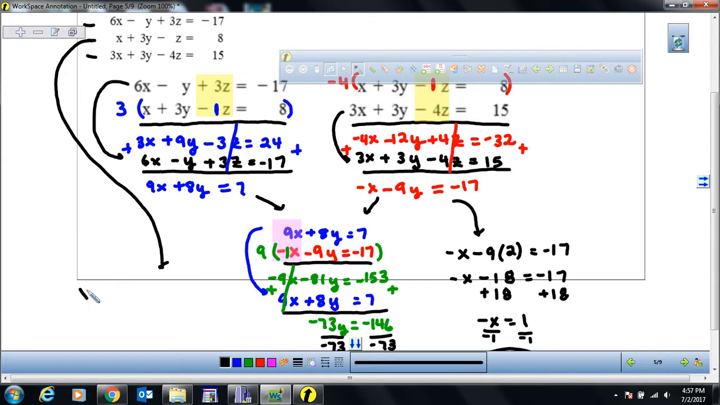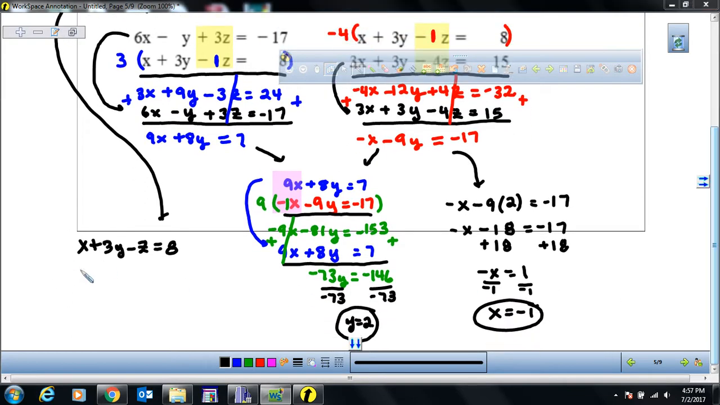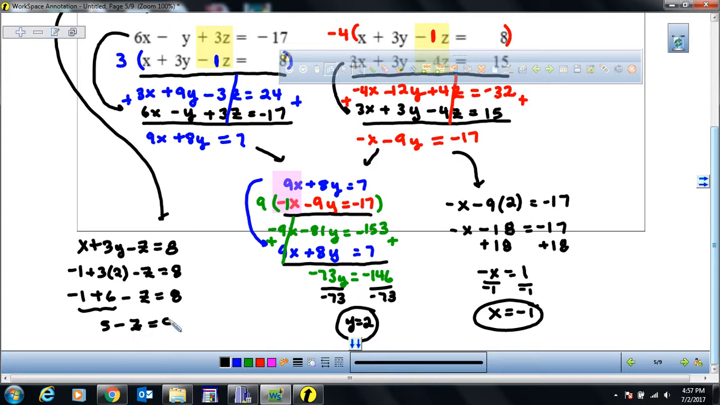Okay, the one in the middle says x plus 3y minus z equals 8. That's the one I am going to use. So we already know that x is negative 1, plus 3. We already know that y is 2, so it's 3 times 2, minus z equals 8. So that gives me negative 1 plus 6 minus z equals 8. I can combine these. That gives me a 5 minus z equals 8.